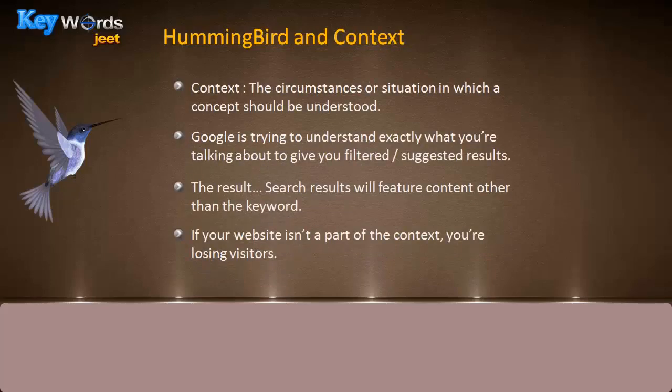The second step after building a semantical understanding of the content is, of course, placing it in context. That's what Hummingbird does next. It tries to interrelate the content with all the other content that it has access to. It tries to understand the relationship between concepts and to place it in the proper context in the world. Google is trying to understand exactly what you are trying to talk about in order to give you filtered and suggested results. Results which are not just about the words that you're searching for, but the ideas, the topics, and the things.